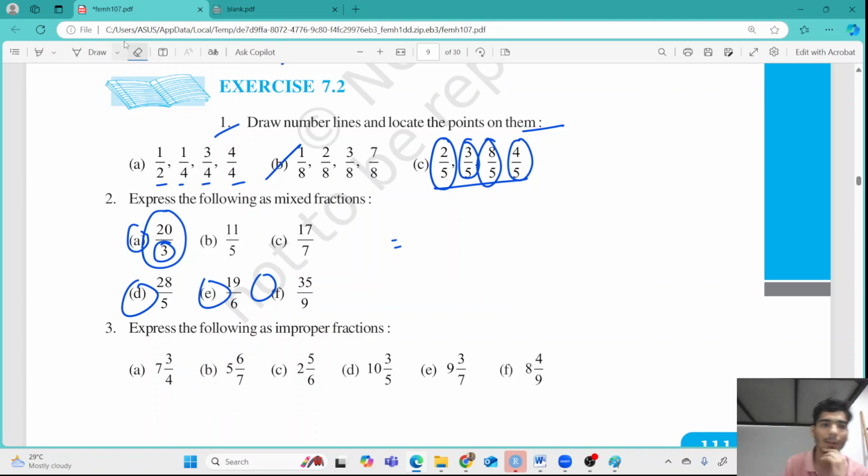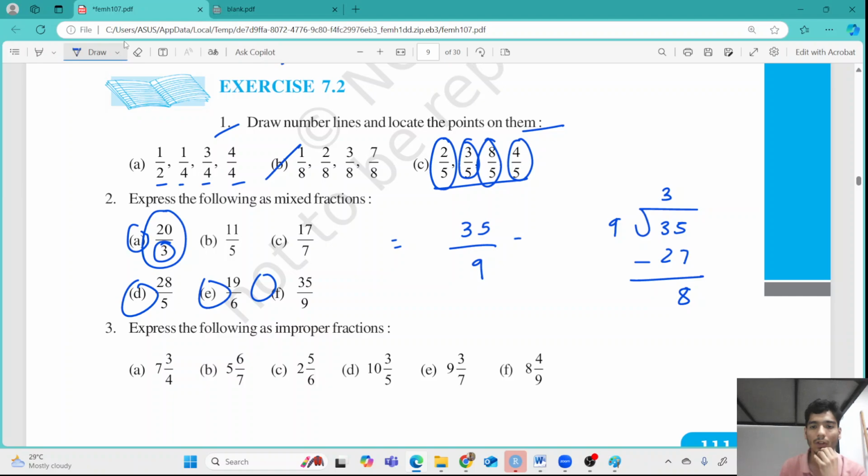Next number we are having is 35/9. How can this be done? Basically, you've got to keep 35 inside, 9 as outside. Now 9 1 is 9, 9 2 is 18, 9 3 is 27, 9 4 is 36. So 9 3 is 27. It will go by 27, 3, and 8 is left as a remainder. So how can we write it? 9 will come as the denominator, it is getting multiplied to 3, and 8 we are adding to it. So it can be written as 3 8/9. So this is how we convert any improper fraction into mixed fraction.